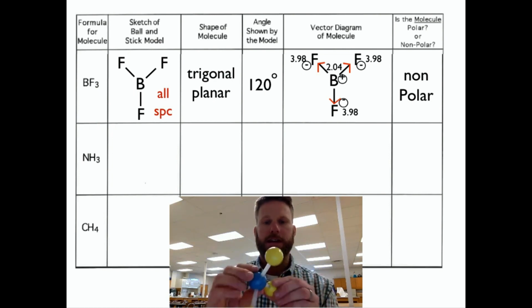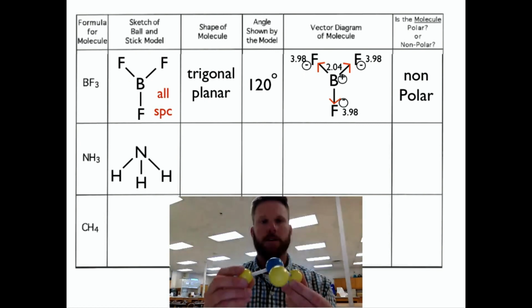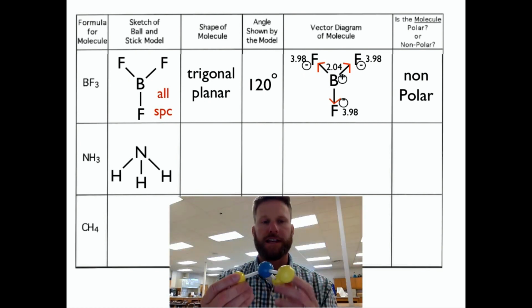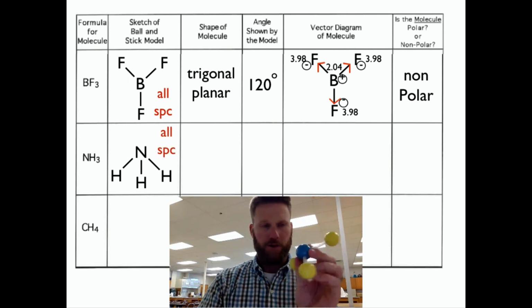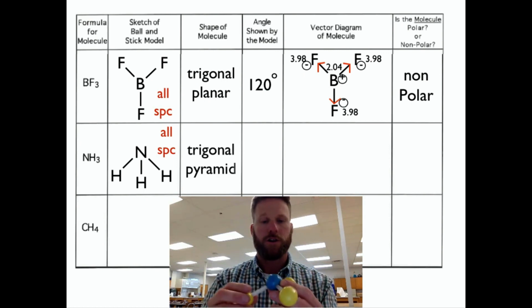You can see these hydrogens are not in the same plane as the nitrogen, so we end up getting a ball and stick model that looks like this. These bonds are single polar covalent bonds, and the shape of this molecule is a trigonal pyramid, and trigonal pyramid bond angles are 107 degrees.